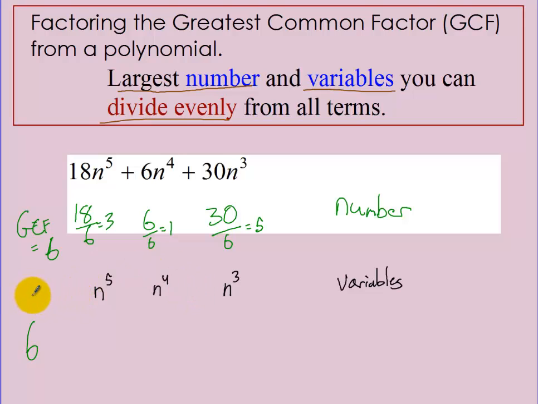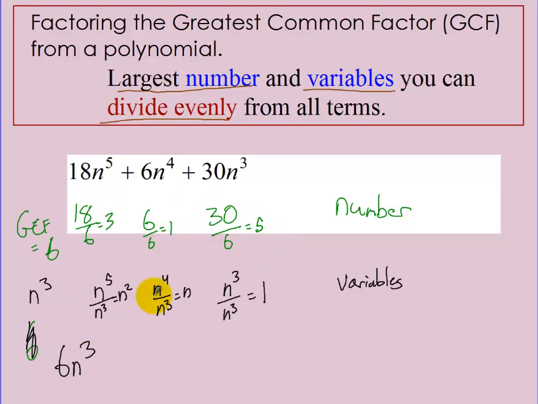In this case, the GCF is going to be n cubed, because you can divide n to the 5th by n cubed and you get n squared, n to the 4th by n cubed and you get just an n, and n cubed divided by n cubed you get 1. So that's the biggest amount of variables that you can divide. So your total GCF is going to be 6n cubed.